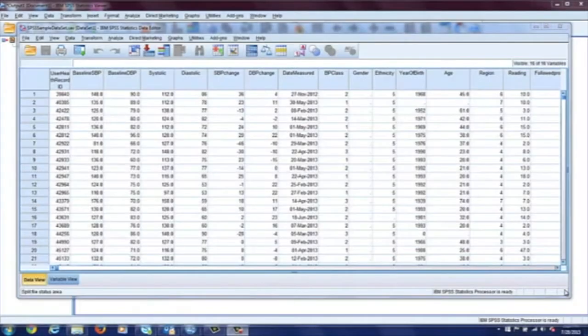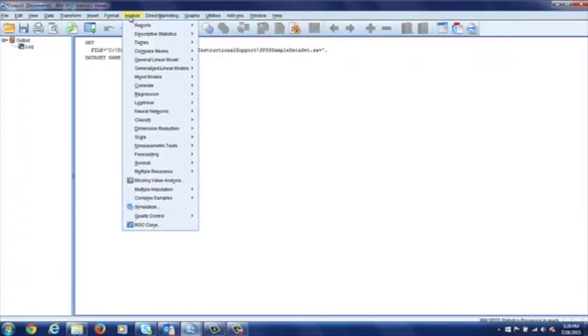In this video I'm going to demonstrate how to do a factorial ANOVA. So I have my data set of blood pressures here, and I'm going to go to Analyze. If we're doing a one-way ANOVA, you can go to Compare Means and select One-Way ANOVA. But to do a factorial ANOVA, you have to go to the General Linear Model.